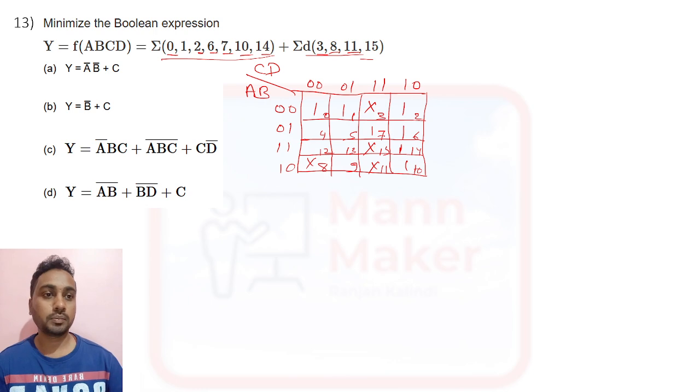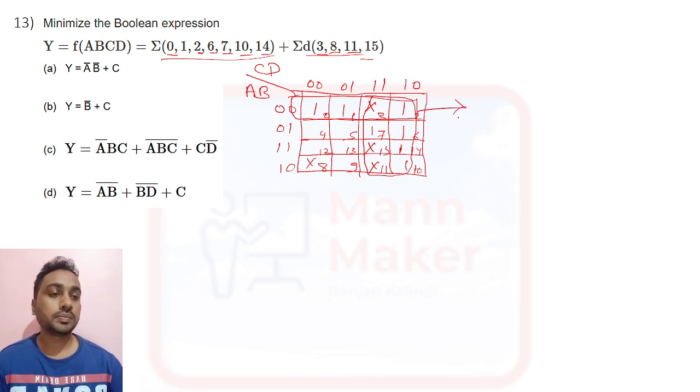Now we have to make pairs. So like this we can make one pair here. Okay, and this pair we can make here again, and these two we can make. So this pair we can say this is what? This is A bar, B bar. Okay, and this group of octet, this will be what? We have to write the common. Common is what? 1. 1 is what? C. So it will be C.